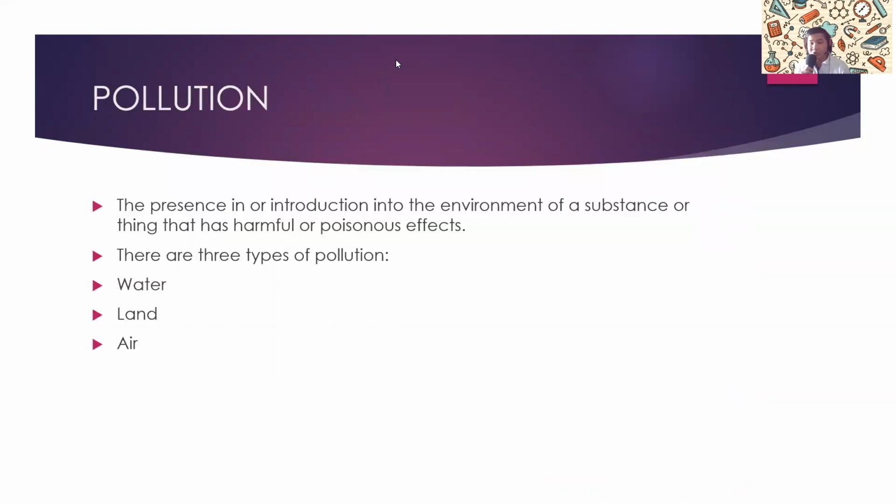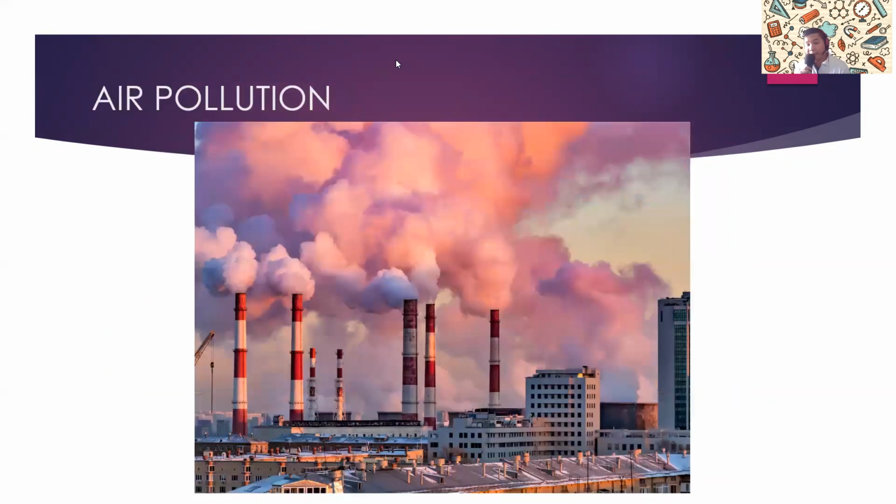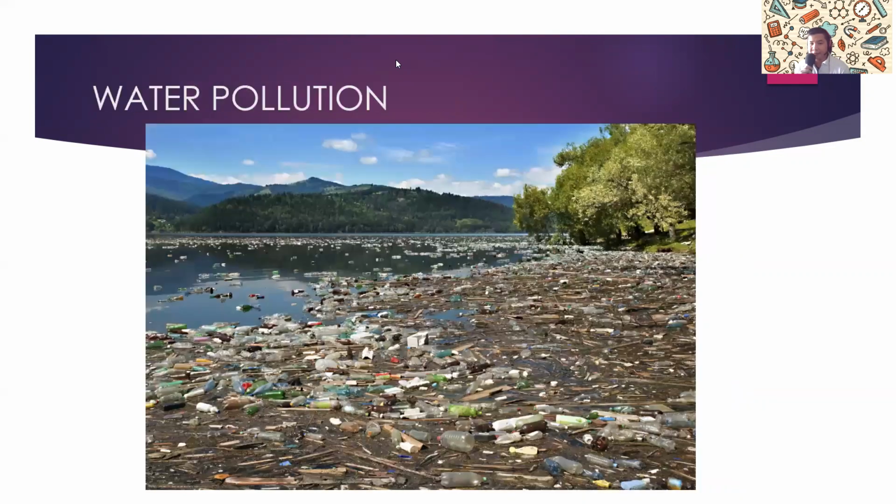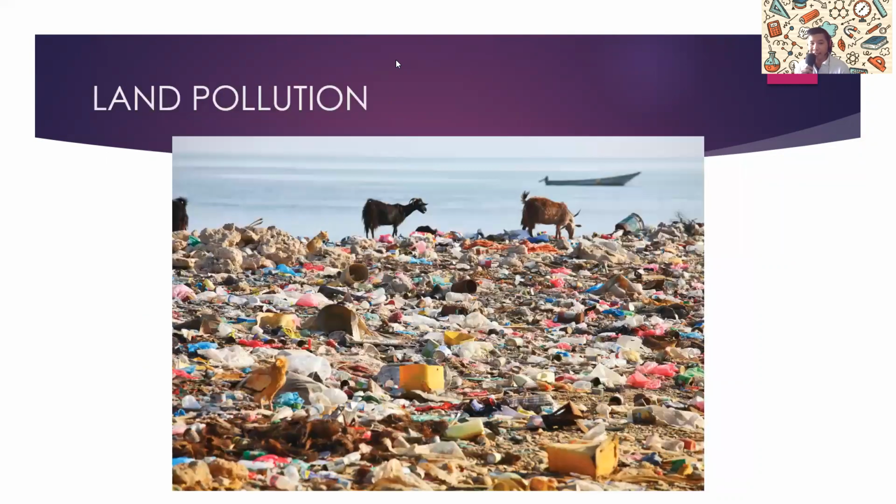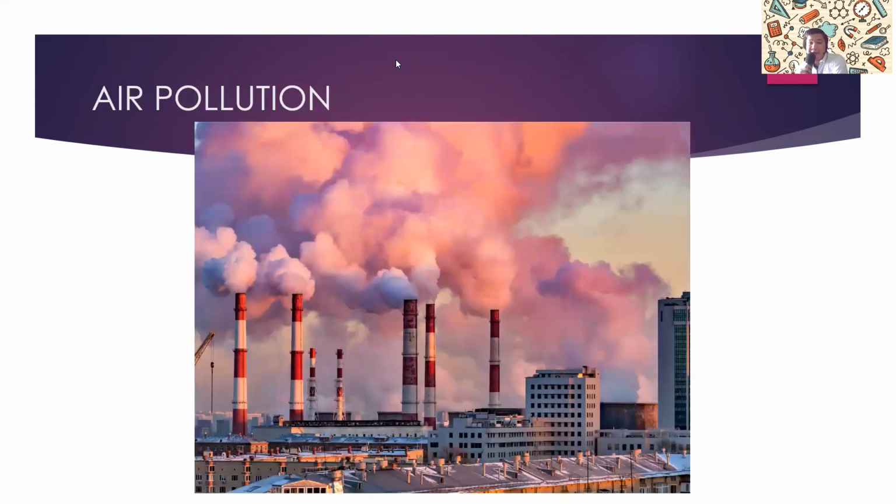So, what did humans do? We created pollution. Pollution is the presence of, or introduction into the environment of, a substance or thing that has harmful or poisonous effects. There are three types: water, air, and land. Water pollution happens when the garbage or the pollution invades water. It stops the animals from living there. Same goes with the land pollution. And we also have air pollution. Air pollution is when factories give out so much smoke that the smoke sometimes becomes smog and it is unhealthy for people to smell.